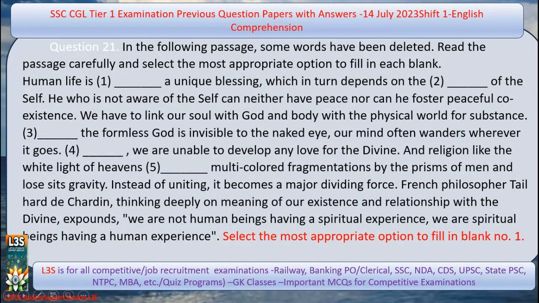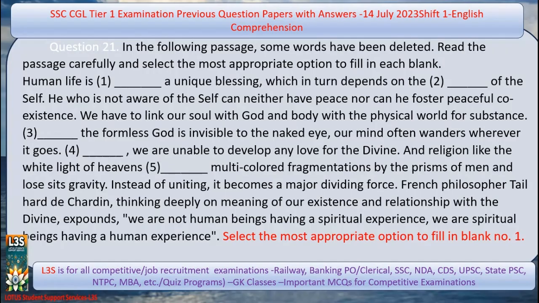Now we'll see comprehension. First, I will read the full comprehension, then we will go one by one. In the following passage, some words have been deleted. Read the passage carefully and select the most appropriate option to fill in each blank. Human life is, one will come here, a unique blessing, which in turn depends on the dash. Two will come here, of the self. He who is not aware of self can neither have peace nor can he foster peaceful coexistence.